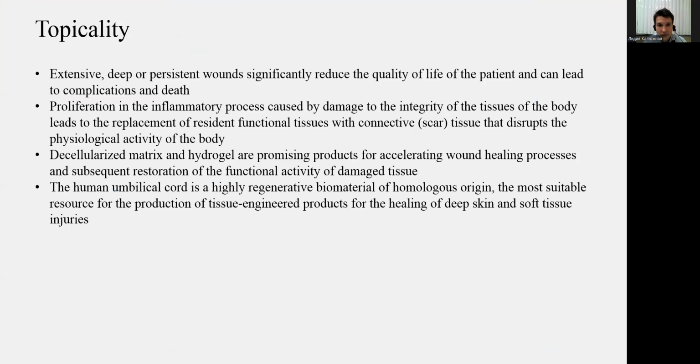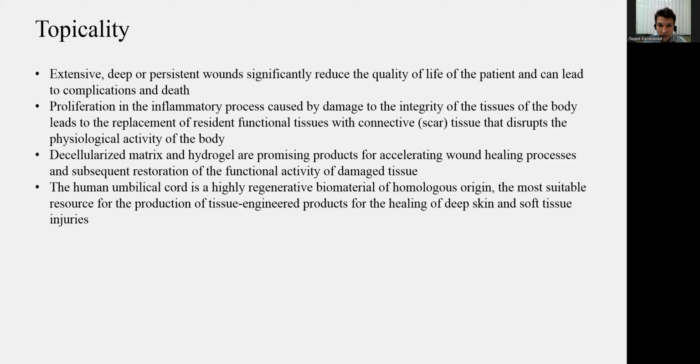Violation of the integrity of the structures of human tissues and organs is a very common phenomenon, despite the level of development of modern society. Deep wounds can lead to complications and death. The inflammatory process caused by injuries leads to the replacement of functional tissues with scar tissue, disrupting the physiological activity of the body.